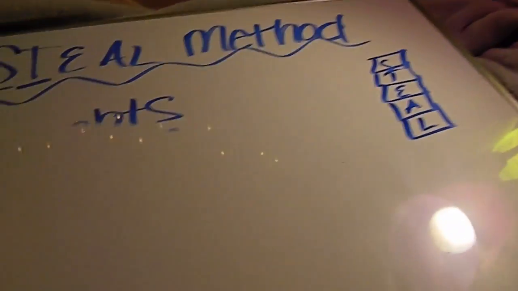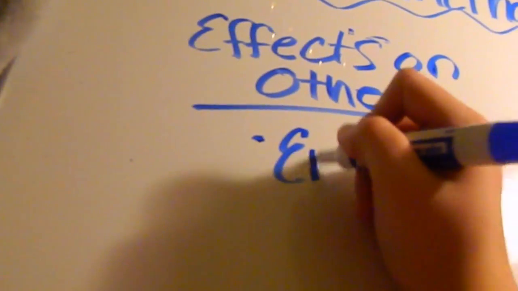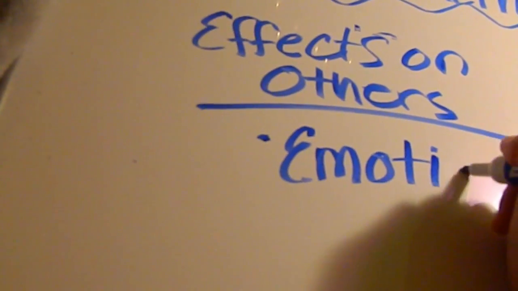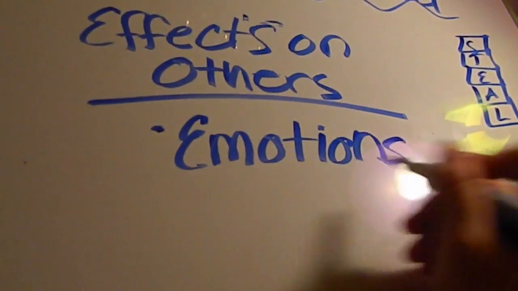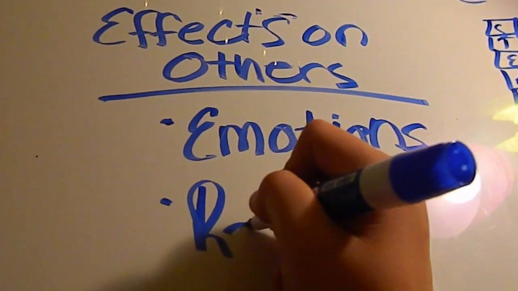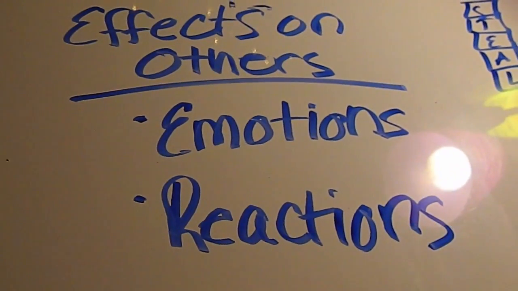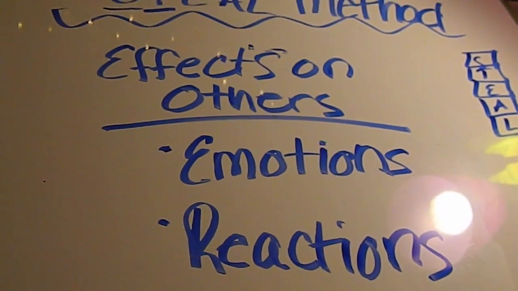Next is the effects on others. This one entails emotions, how they feel with people, and reactions. Which is, how do they react to people? What do they do?